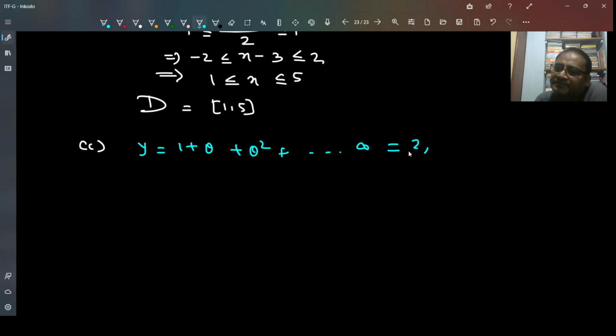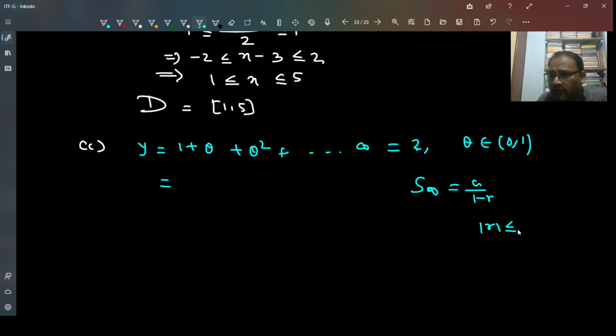So you can say that, where theta belongs to 0 to 1 given, we apply here the geometric series S infinity formula, which is A by 1 minus R, where mod of R must be less than 1. So we have 1 by 1 minus theta, where the A value is 1, and this is given as 2.